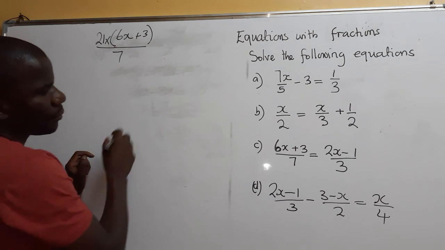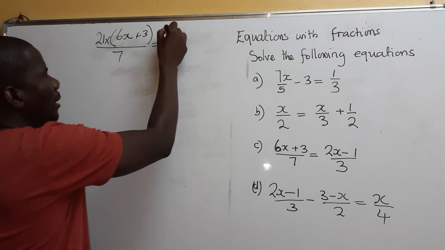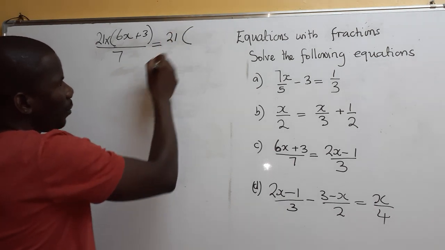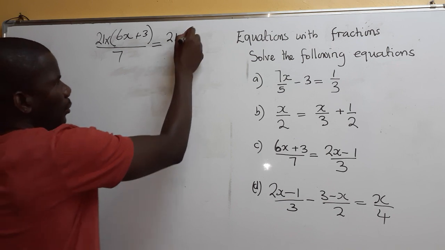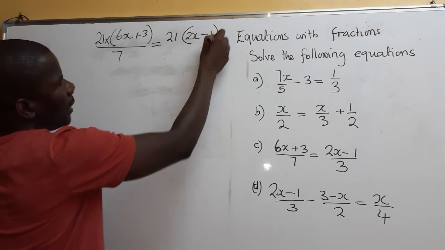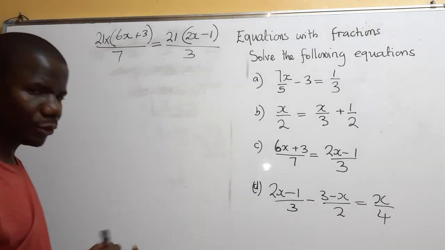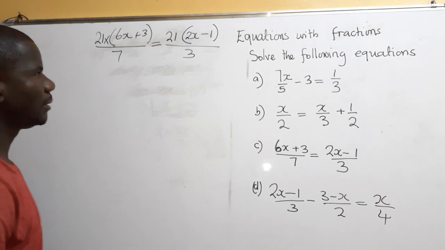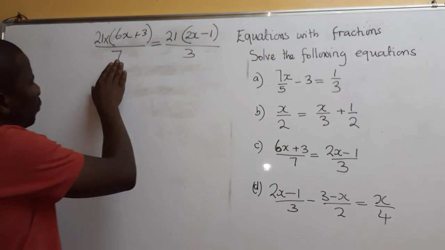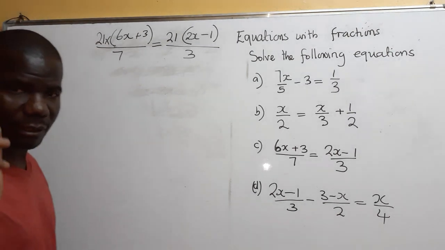Okay? Is equals to, again, we do the same thing. 21. If you want, you can put multiplication or you can just open the brackets. Say 2, okay, minus 1 over 3. I do hope that you are paying attention. All right? Then at this point, you push in 7 into 21. What do you get? You're going to get 3.